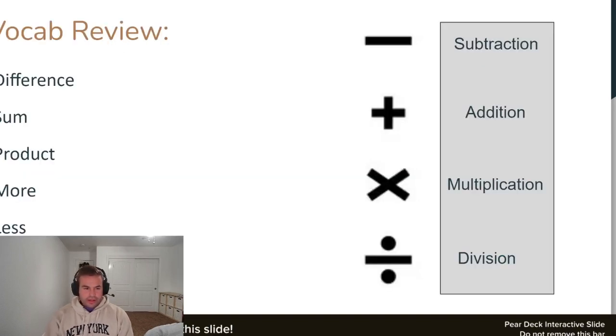So this is the vocab review. I thought this one was fun on Peer Deck. They're going to drag to the different symbols. If they see difference, what does that mean? If they see sum, product, more, less, split.